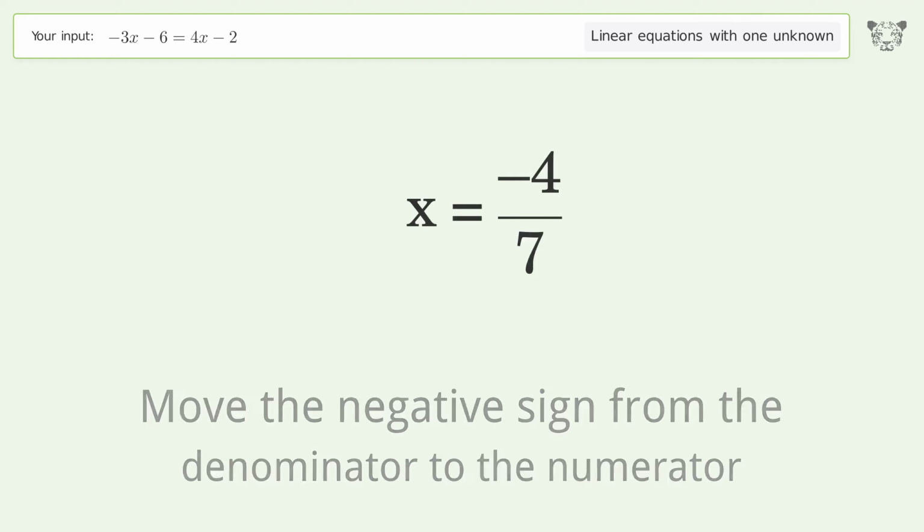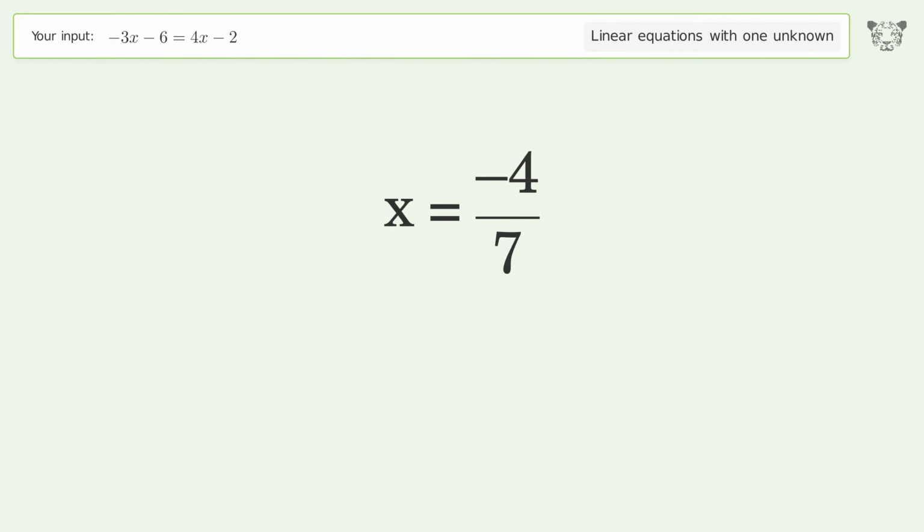And so the final result is x equals -4/7.